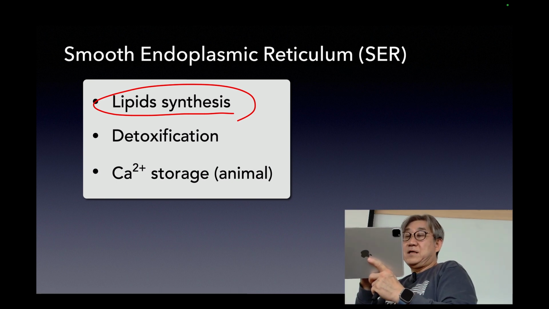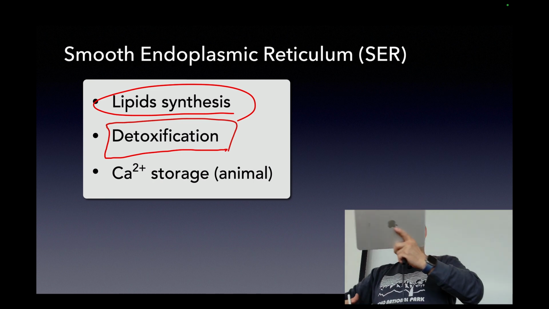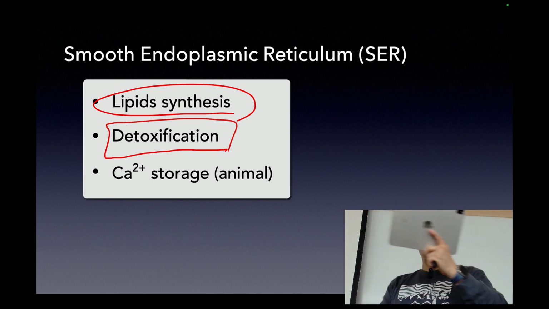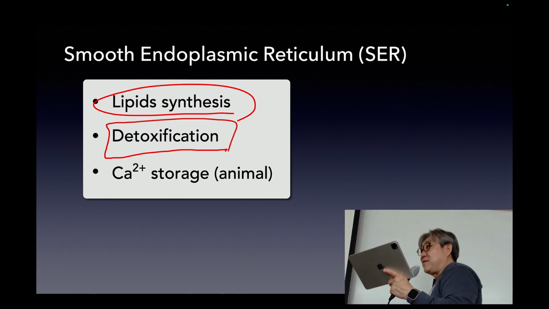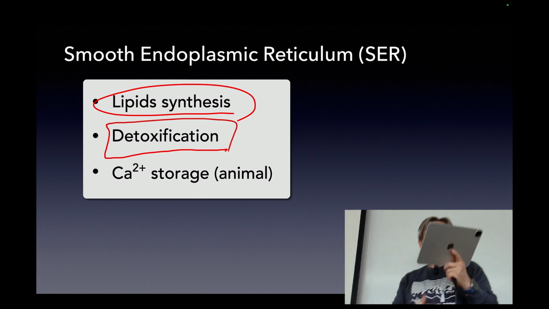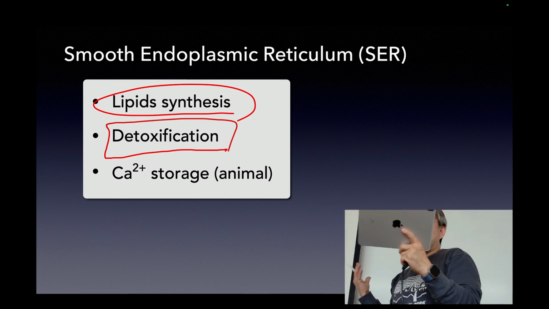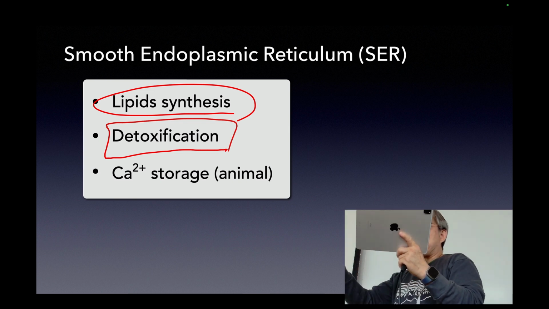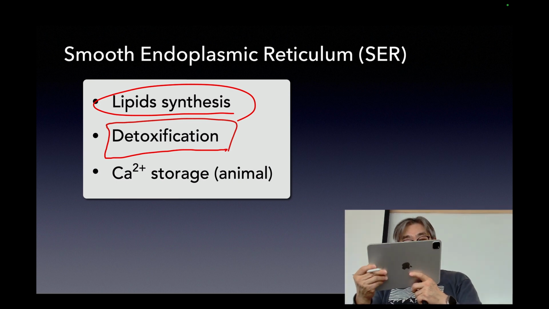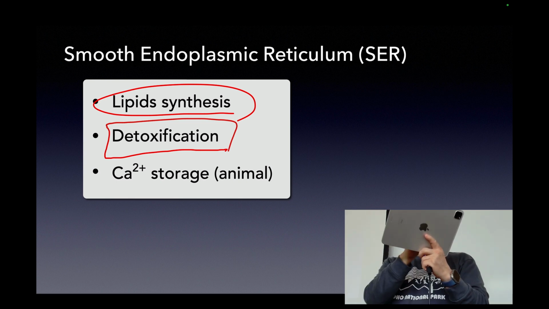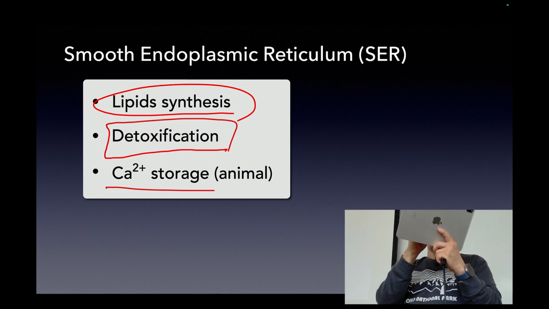Another very interesting thing is detoxification. In our body, the liver is the specialized organ for things like detoxification, especially when you have a hangover after heavy drinking; your liver gets so busy because of the action required. Detoxification means converting all those toxic chemicals into non-toxic chemicals. And also calcium storage, which is important for animals.